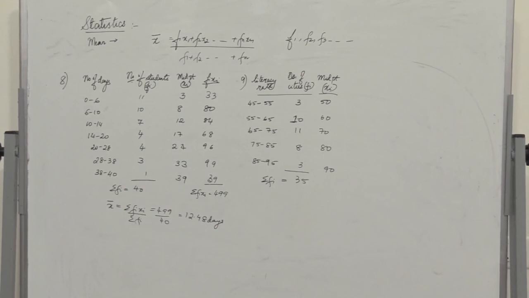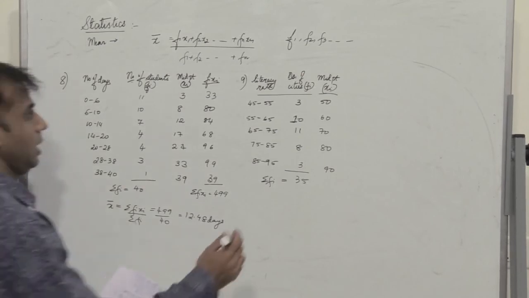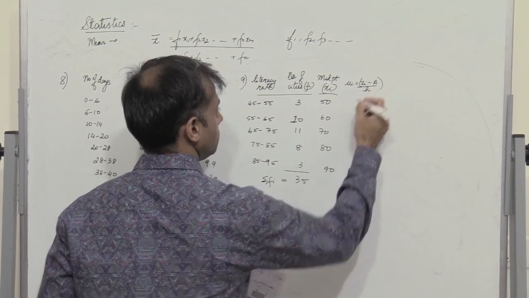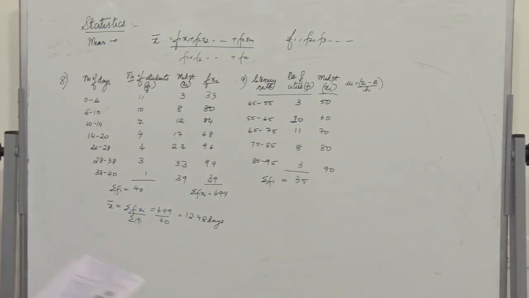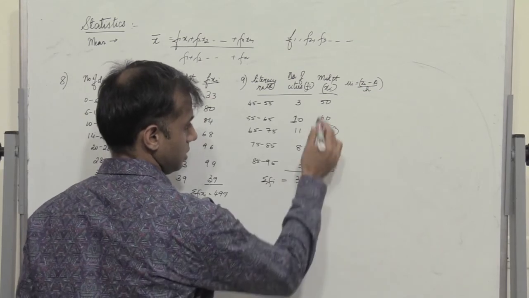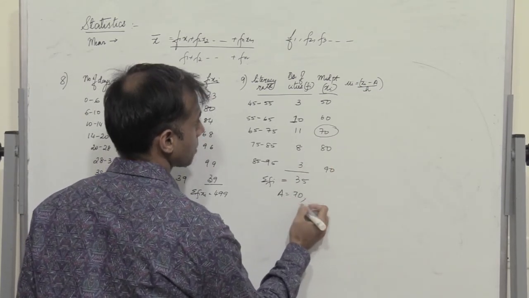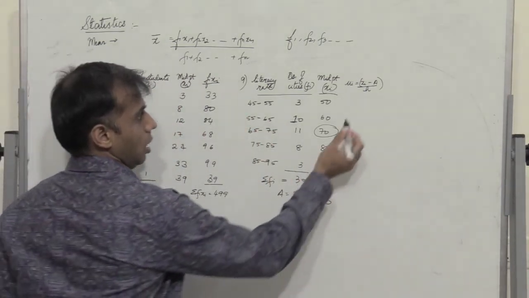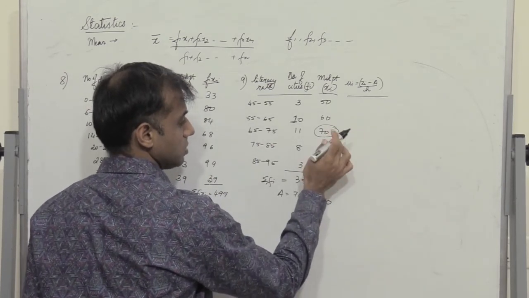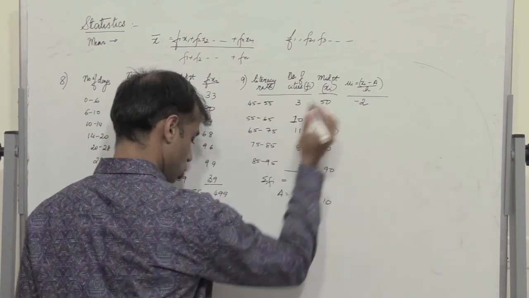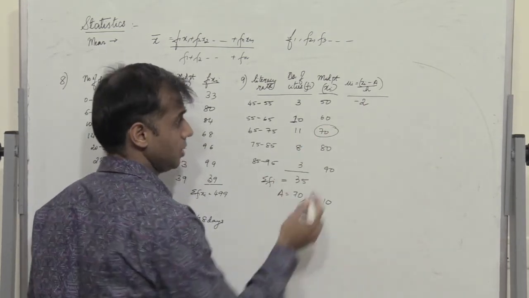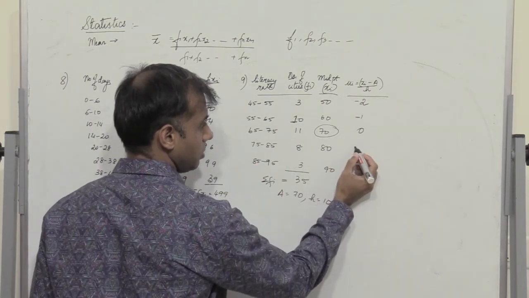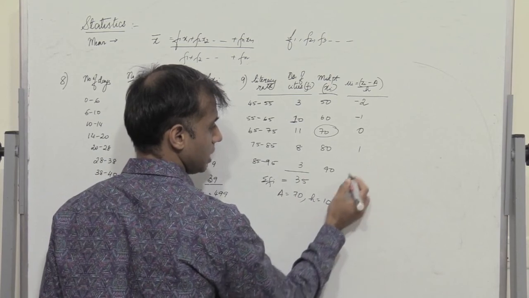So now let's find ui. So ui is xi minus a by h. Right? So what is a? A is definitely 70 here, right? So a is 70. And what is h? H is 10, the range. So it is 10 here. So for the first one, 50 minus 70 is minus 20 by 10, which is minus 2. Next, 60 minus 70 is minus 10 by 10, which is minus 1, 0. 80 minus 70 is 10 by 10, which is 1. 90 minus 70 by 10, which is 2 here.